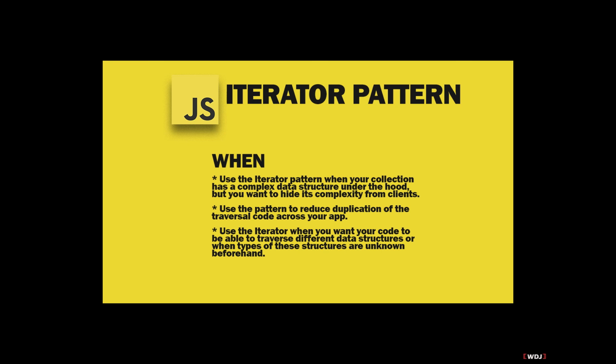And last but not least, use the iterator when you want your code to be able to traverse different data structures, or when the types of these structures are unknown beforehand. The pattern provides a couple of generic interfaces for both collections and iterators. Given that your code now uses these interfaces, it'll still work if you pass it various kinds of collections and iterators that implement these interfaces.